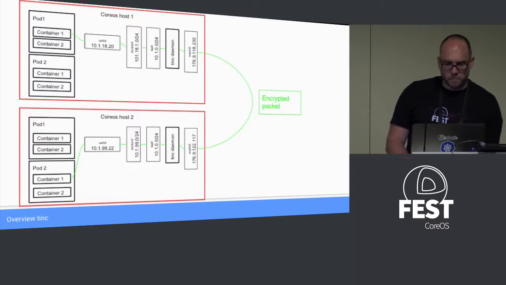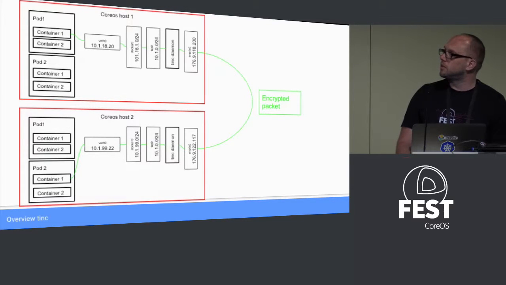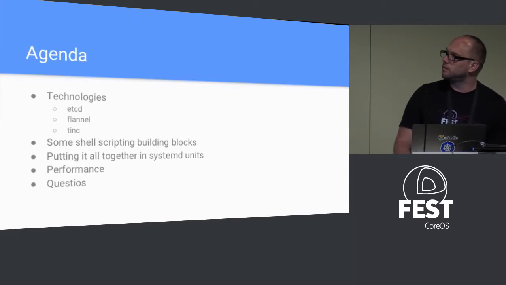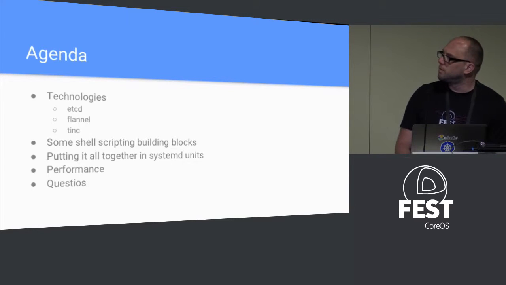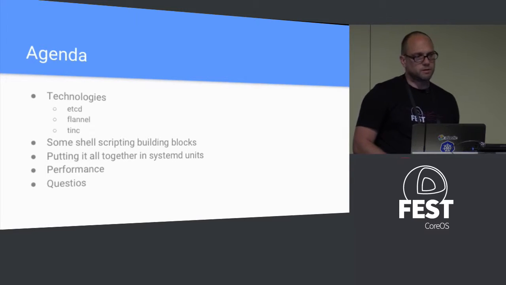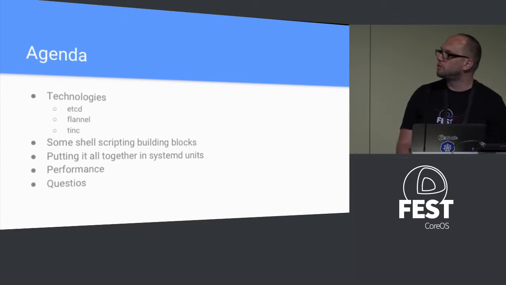So, how do I do this? I used etcd, Flannel, and Tinc, and some shell script building blocks, and put all of this together in systemd units. I'll show you all this, then I'll talk a little bit about the performance, and I'm happy to answer all your questions if I can.